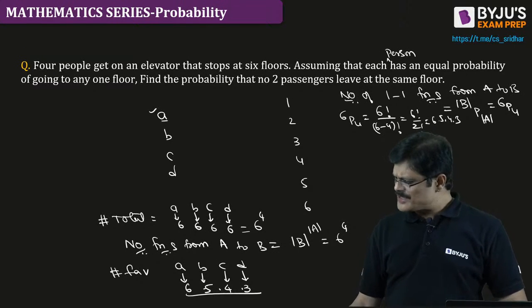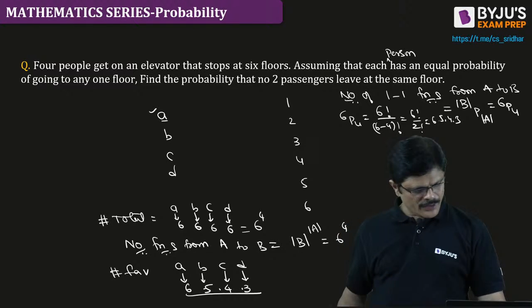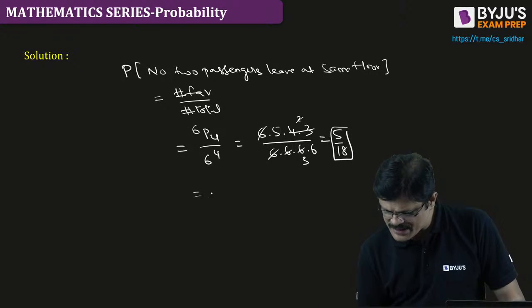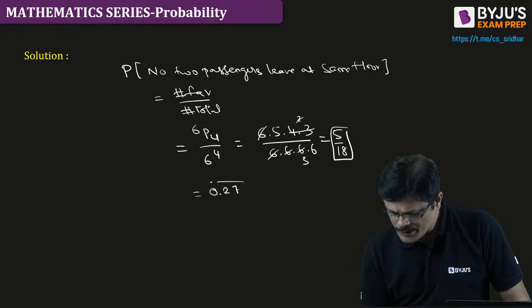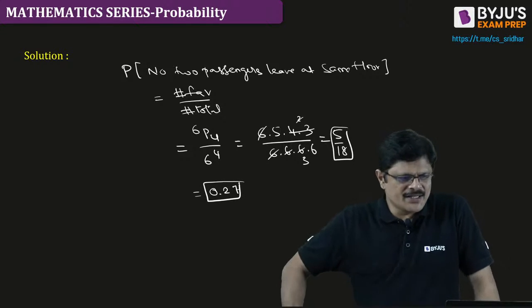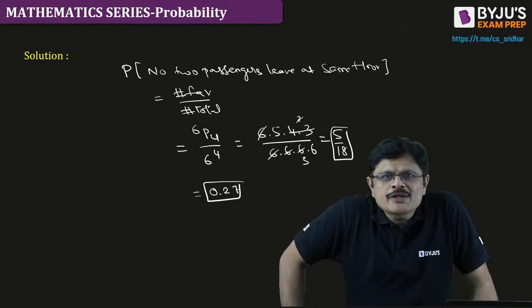5 by 18 means how much, sir? 0.27. That is the simplified answer I am giving. Use calculators to answer this question. All of you able to follow, sir?